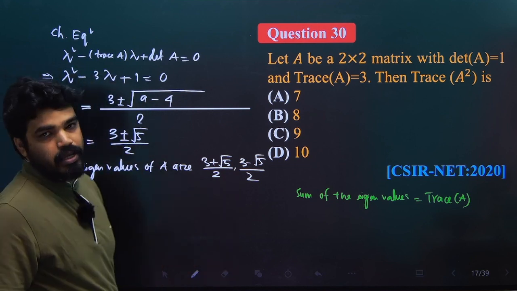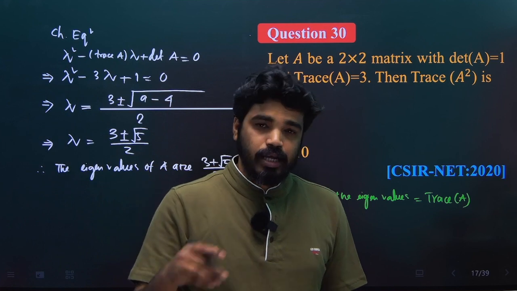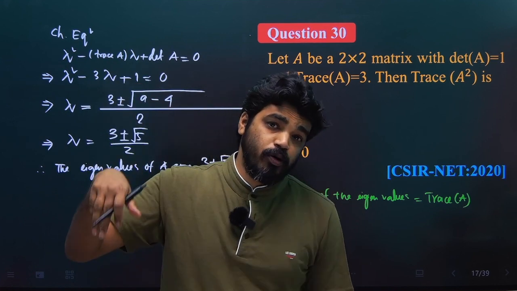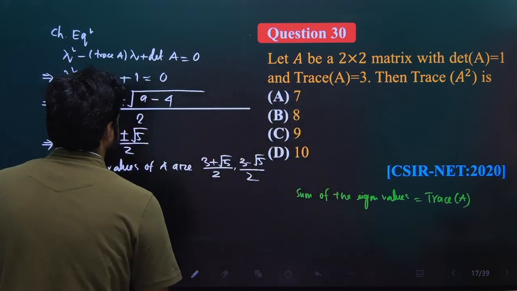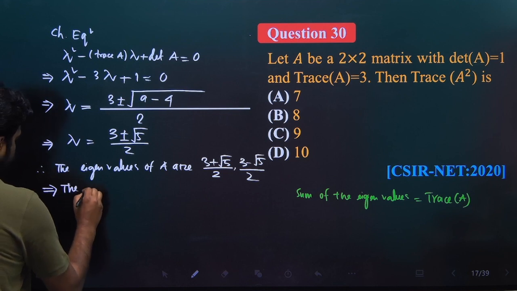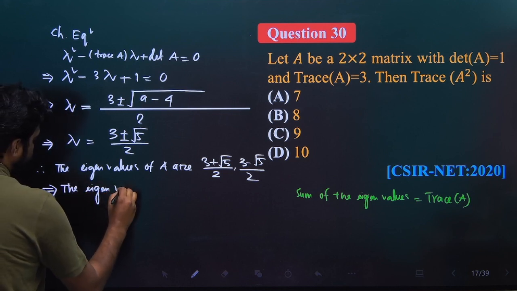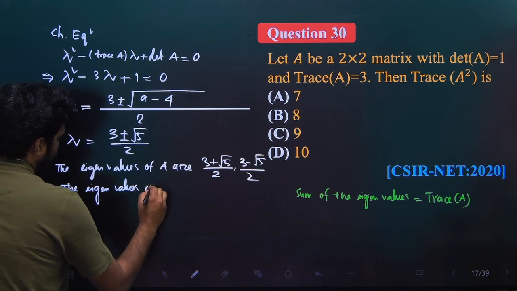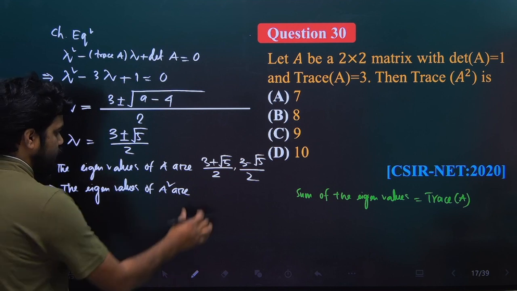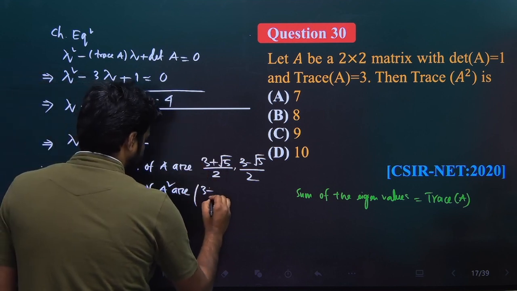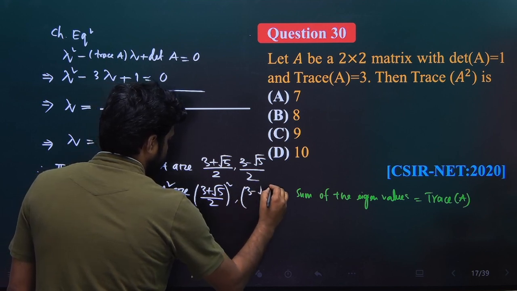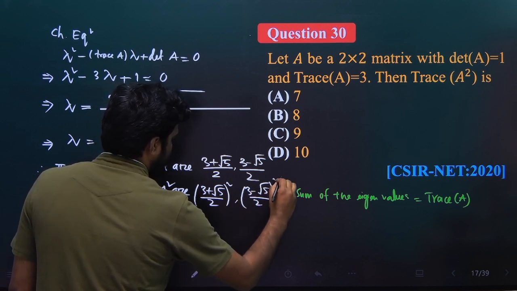We know that if lambda 1, lambda 2 are eigenvalues of A, then eigenvalues of A to the power m are lambda 1 to the power m, lambda 2 to the power m. So from this we conclude that the eigenvalues of A square are (3 plus root 5 by 2) square and (3 minus root 5 by 2) square.